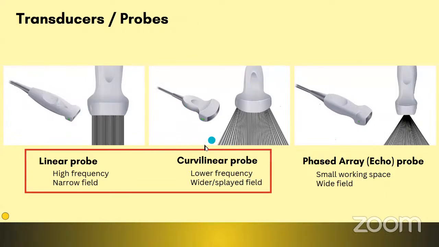So we have another probe here called the curvilinear probe. It is somewhat opposite to the linear probe. It has reduced frequency compared to the linear probe. However, it is still a fairly high frequency, less than 5 megahertz but more than 2 megahertz. It's in that range.